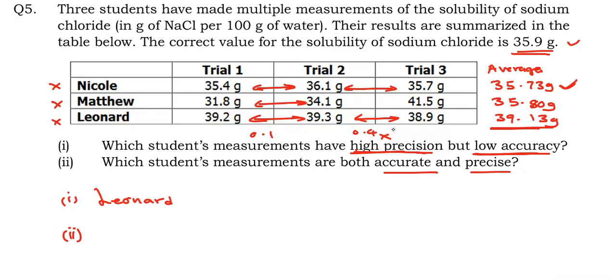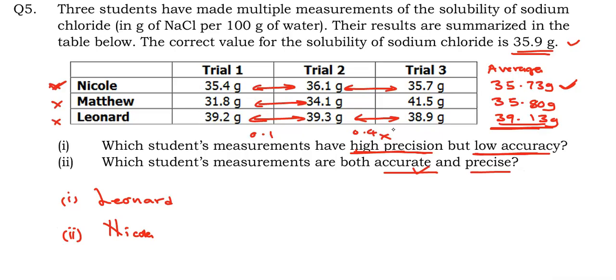Let's now talk about Matthew. We know that this guy has low precision or low accuracy, so he's not qualifying here. What about Ronald? Ronald is said to be highly precise. Yes, he's qualifying there, but low accuracy, because you can see 39 is not close to 35.9. So the only student qualifying to be both precise and accurate is Nicole. I don't know if this is a guy or a girl. I think Nicole should be a girl.